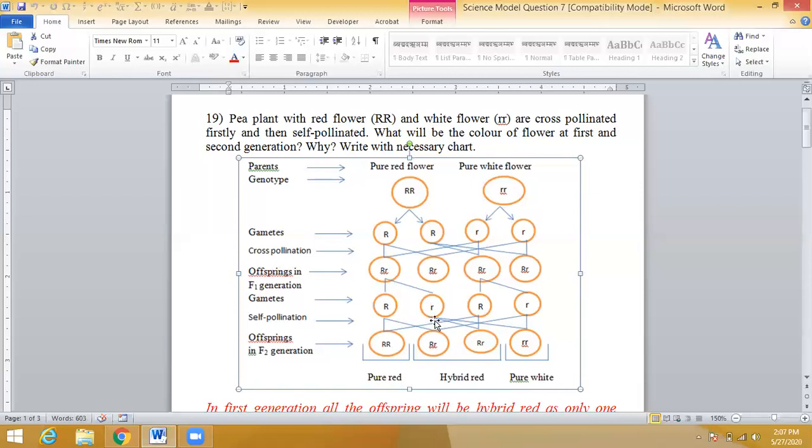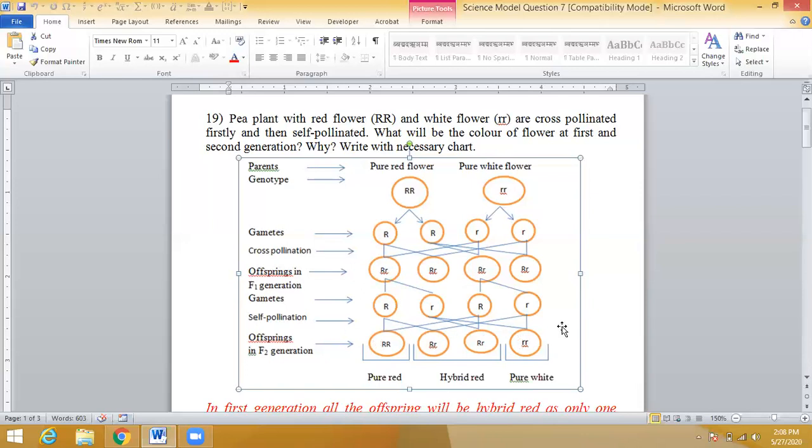Now for the second law, we can take any two offspring among these four offspring. We have taken this first one and this third one, but you can take any. This first offspring gives capital R and small r because it has capital R and small r. This third one also gives capital R and small r as gametes. Now again we have to cross these four gametes using the previous rule: first with first, first with second, second with first, second with second. Finally we will get one pure red, two hybrid red, and the last one pure white. So this shows that we have got different kinds of colors in the second generation.